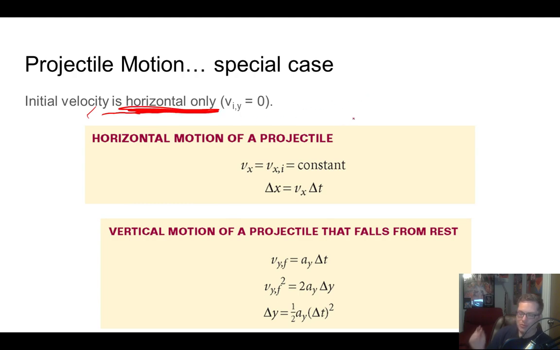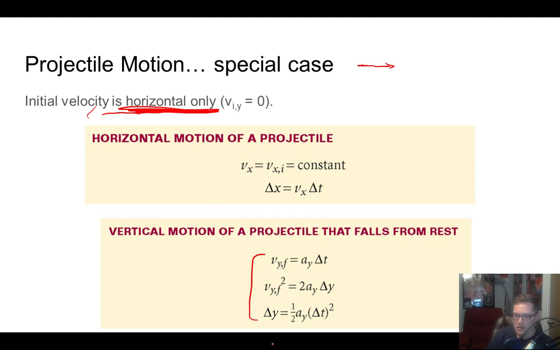Remember at the very beginning of this whole thing we talked about pushing that penny off the desk, and it was only going horizontally and then it fell down from there. As long as our initial velocity is only in the x direction, we can use these formulas and they simplify down pretty well.